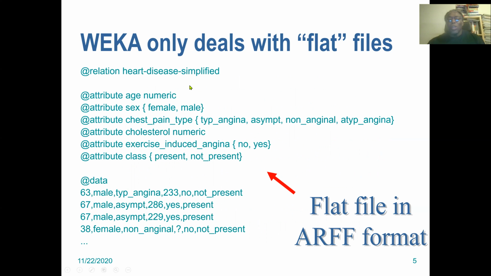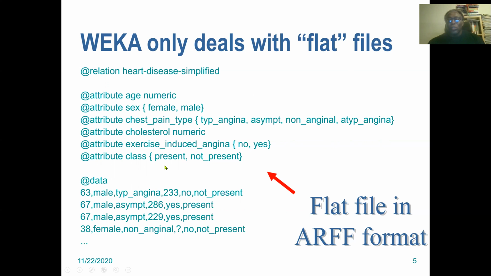Now, when we are using Weka, there are options that we can use. We can load our data from a database system, or we can use a URL to locate our file if our computer is connected to the internet. But the most common data format that we use with Weka is called the ARFF format. Weka only deals with flat files. The ARFF format looks like what we are seeing here.